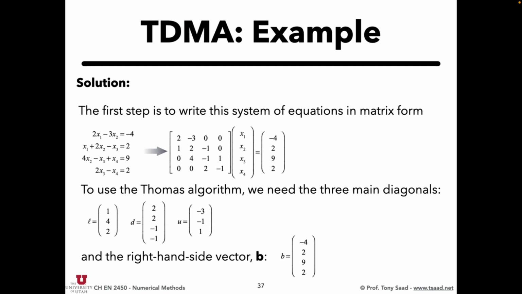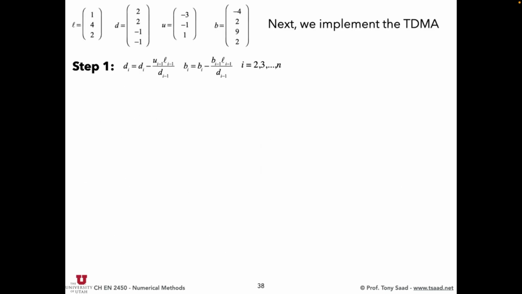Once you have those, then it's just a mechanistic procedure to use the Thomas algorithm to find a solution. I'm not going to go through the details, but let's do i equal 2. So that's the formula for step 1. You start with i equal 2. You take D2 and modify it. D2 is equal to D2 minus U1 L1 over D1. So you get 2 minus, what is D2? It's 2. What is U1? It's minus 3. What is L1? It's 1 over 2. It's just keeping track of all of those quantities, plugging them in and getting an answer. So that's D2 and that's B2.